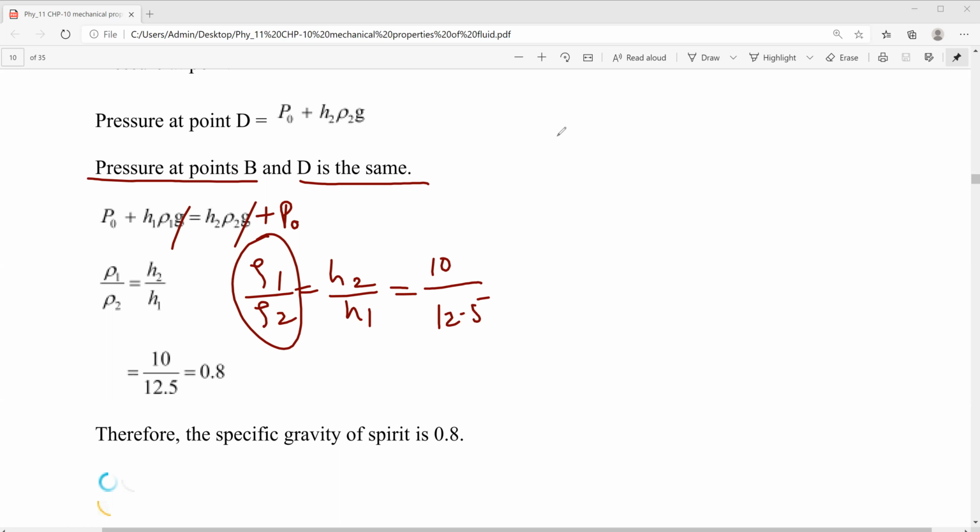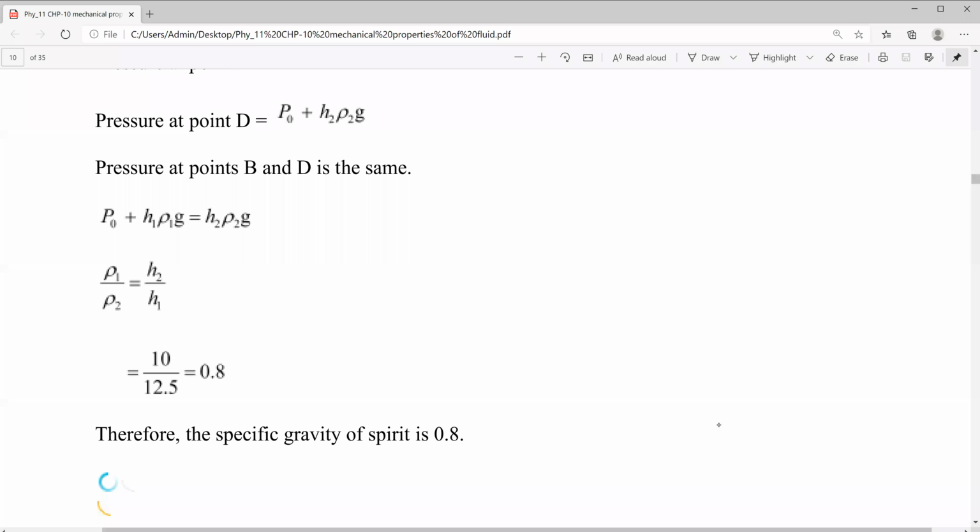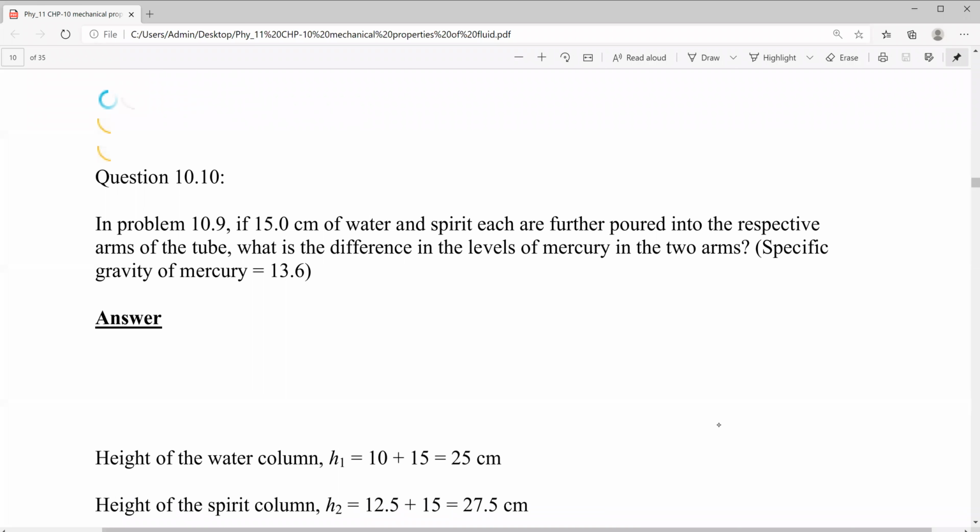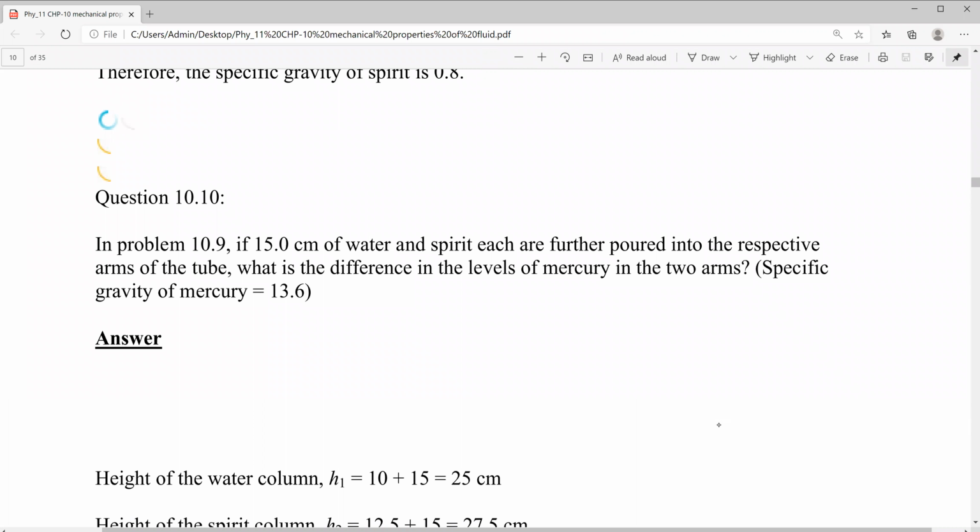And after simplification, we got specific gravity is 0.8. So, got this one? Okay, well, next we shall move to next question. So, next question they asked, question number 10.10.